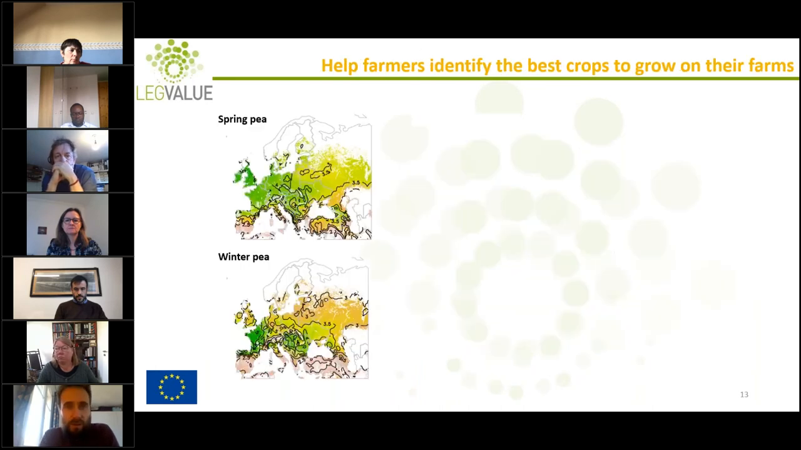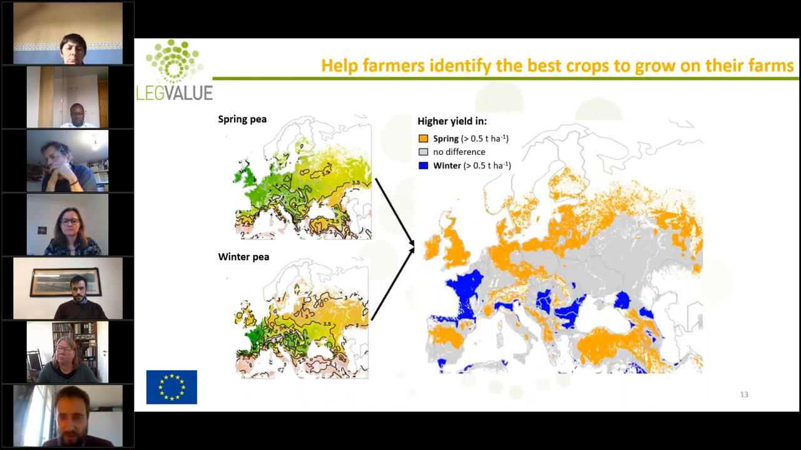The second example is how we can help farmers identify the best crops to grow on their farm. And we chose an example where we compare the yield from a spring type and a winter type for pea. If we compare the two maps that we have here, we can compute the difference. And you see on these maps the area in orange, where the spring pea gives higher yield, in blue where the winter pea gives higher yield, and in gray where the difference is quite small. So I think this kind of approach can provide interesting information as well.